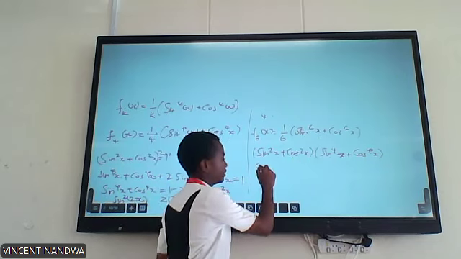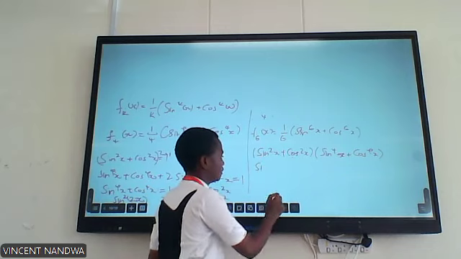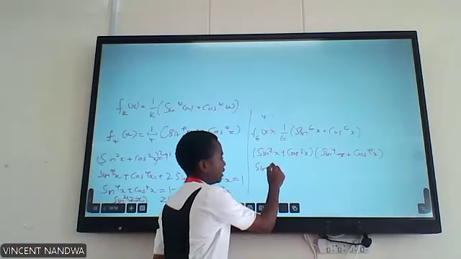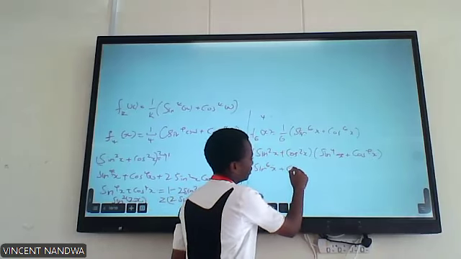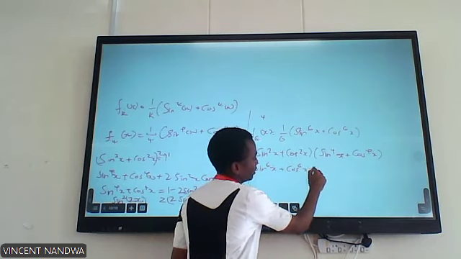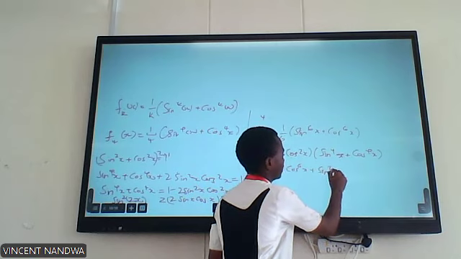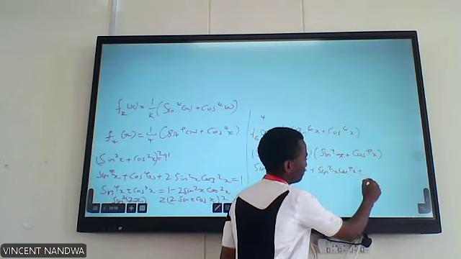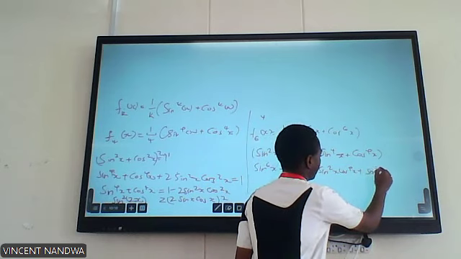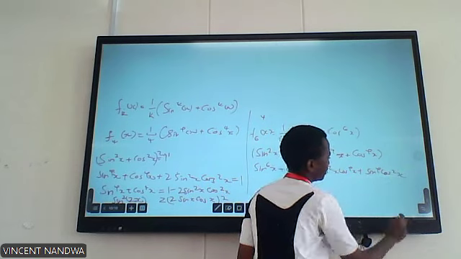So multiplying, you get sine x to the power 6 plus cos x to the power 6 plus sine squared cos 4x plus sine power 4 cos squared x.